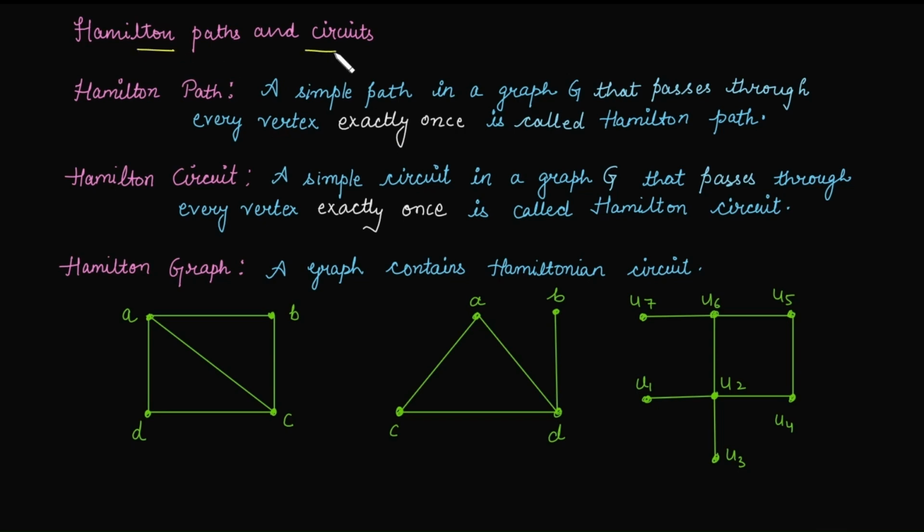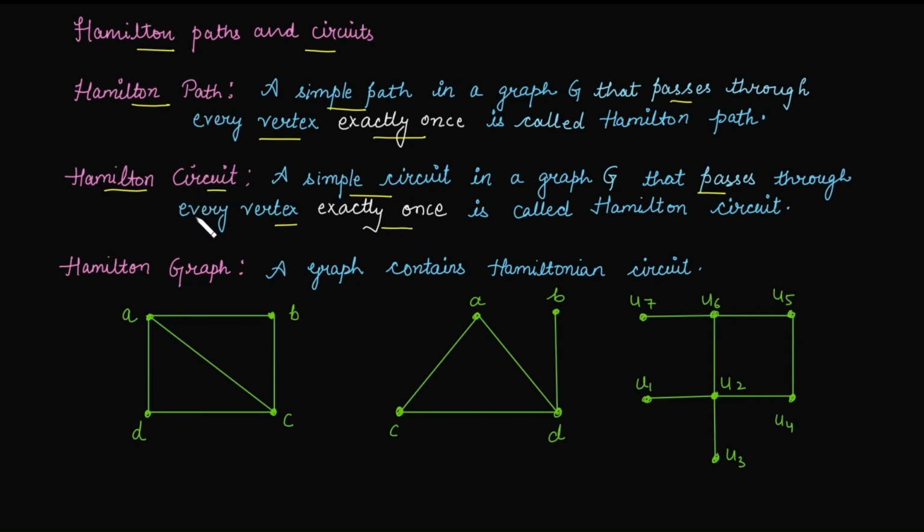Hamilton path and circuit. A Hamilton path is a simple path that passes through every vertex exactly once, whereas a Hamilton circuit is a simple circuit that passes through every vertex exactly once. So what is the difference between these two terms?